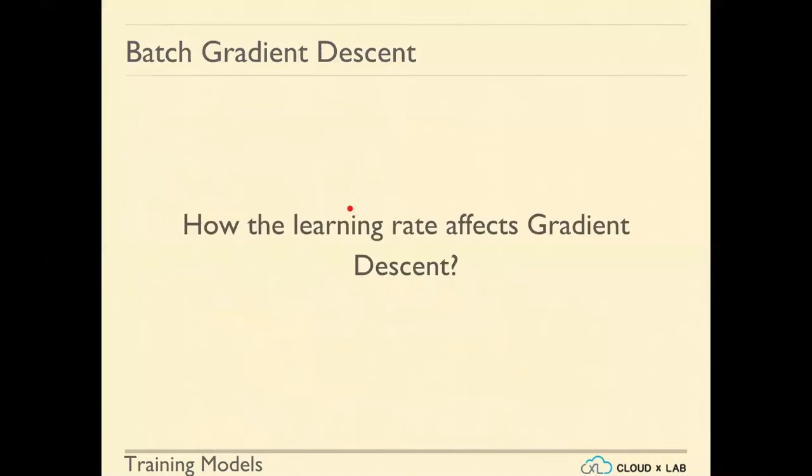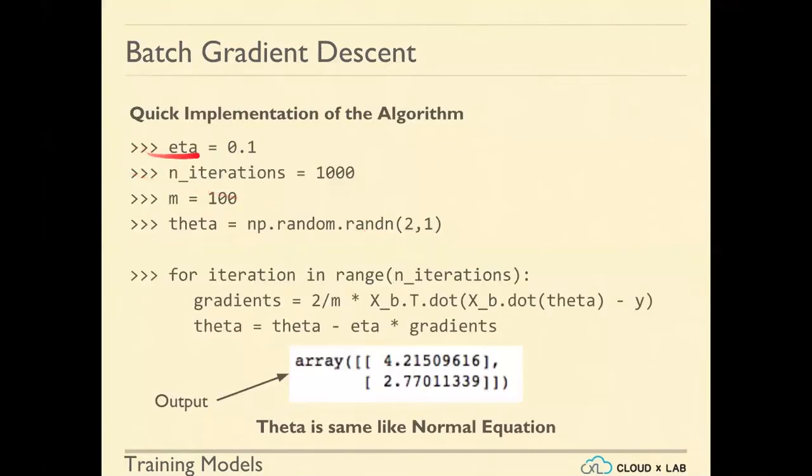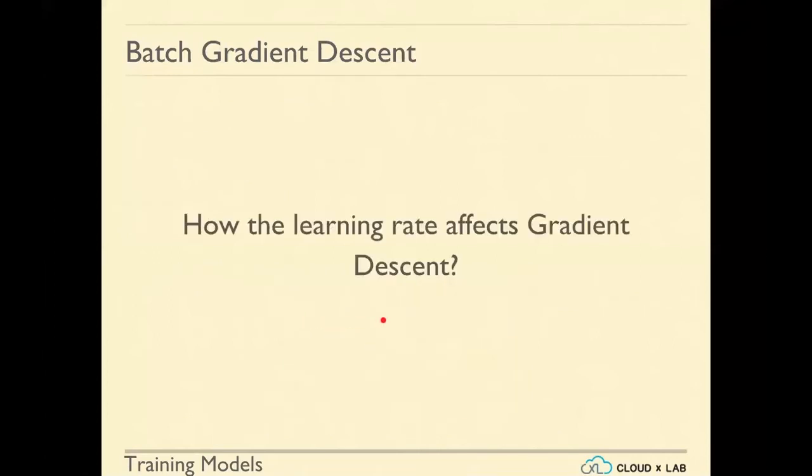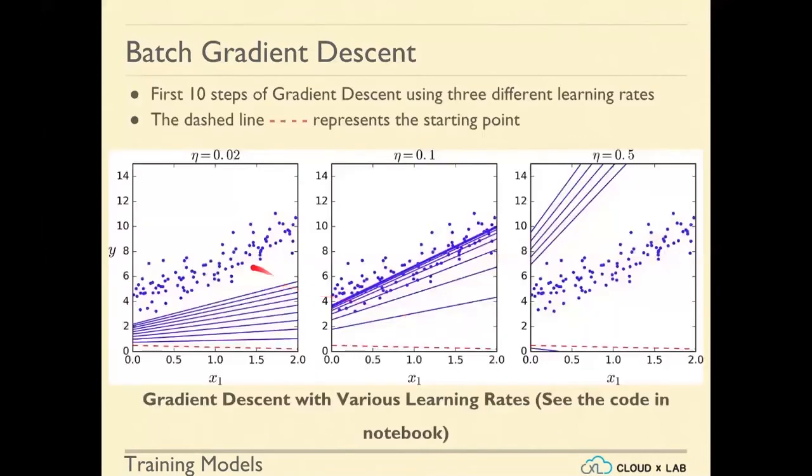Now, moving ahead, how the learning rate affects gradient descent. Let's take a look. This is the learning rate, eta. Every time we are multiplying eta with the gradients. Now, if we plot this line, this is our data. The initial line that you see would be somewhere here. Then it'll keep on going up, right?